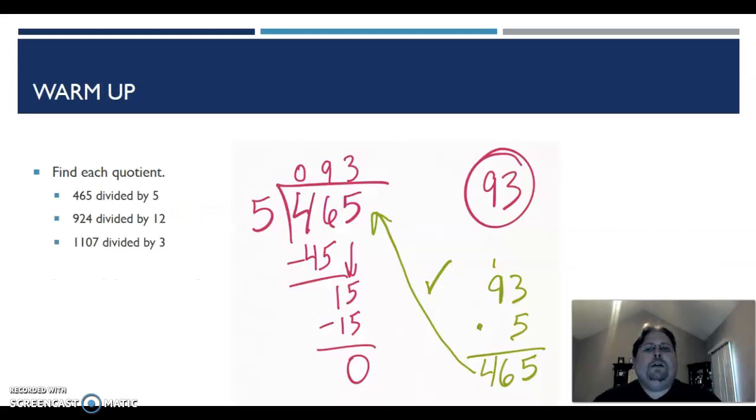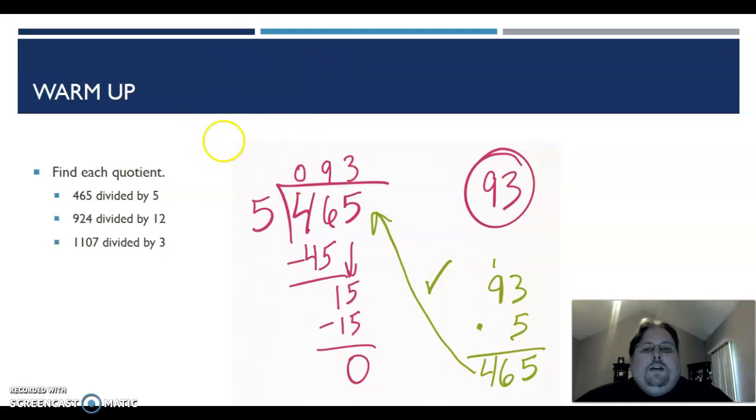In your warm-up today, it said find the quotient 465 divided by 5, 924 divided by 12, and 1107 divided by 3. So here I have your 465 divided by 5. So 5 goes into 4 0 times. So I put a 0, there's my placeholder just so I don't get lost when I'm doing my long division. If you were doing this on notebook paper, you can turn your notebook paper to the side, so instead of the lines going horizontally, you can have the lines going vertically to help you line up your numbers.